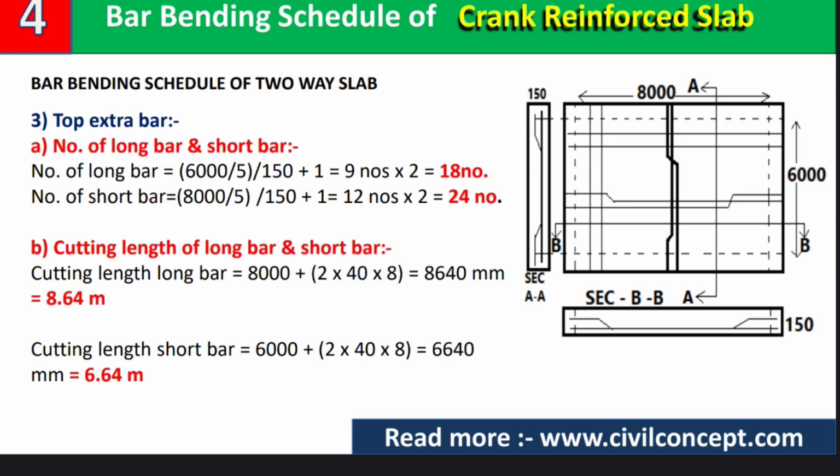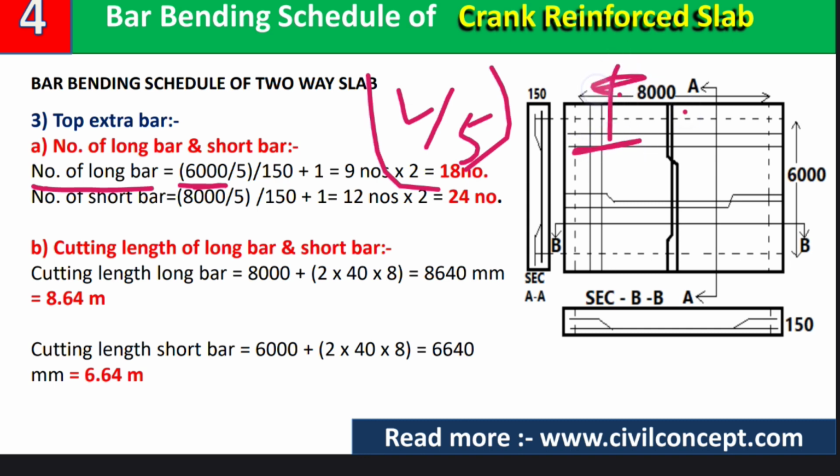So to calculate the number of long bars and short bars, the number of long bars will be 6000 divided by 5, which is L/5. Okay guys, we have to provide the steel bars up to length L by 5 only.